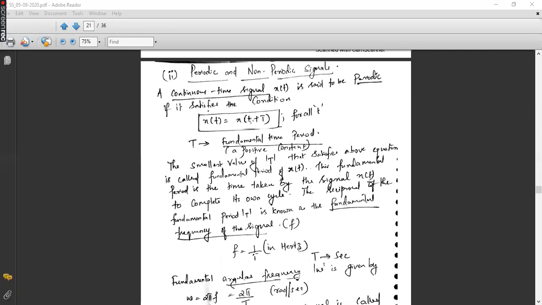Okay, so the entire time interval is 5. The fundamental duration, or fundamental time period, is going to be 5. Now the reciprocal of this time period is nothing but frequency, which is given here. See, f is equal to 1 by T. This is known as frequency, whose unit is hertz.